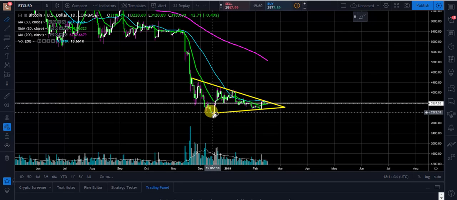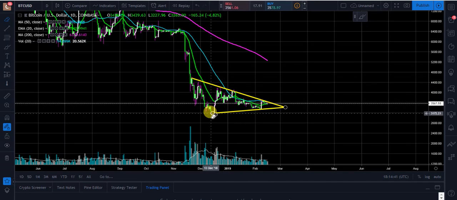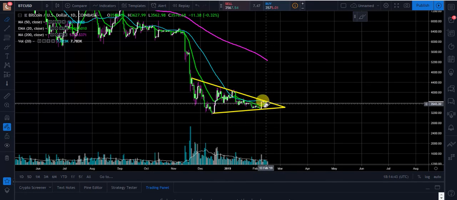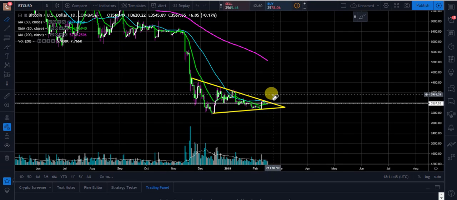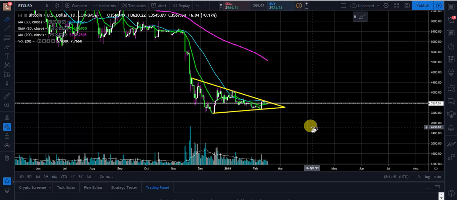With the descending triangle, you're going to have this flat bottom. With the symmetrical triangle, you're going to have the lower highs and the higher lows that are coming. Now we're coming to this apex, and we're going to have to decide: are we going to break to the upside, or are we going to come back down here and test this bottom trend line again? So I'm keeping my eye out on that.